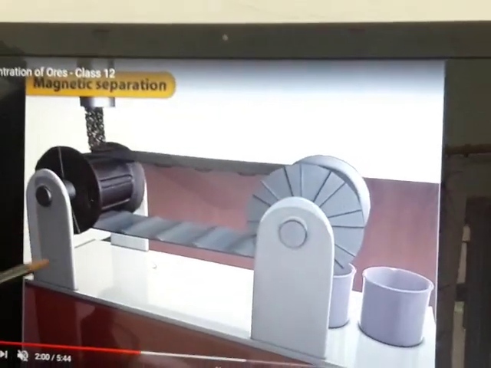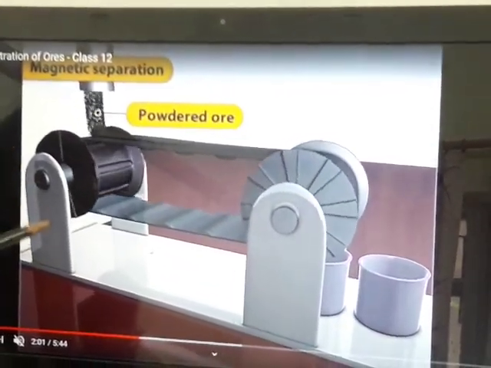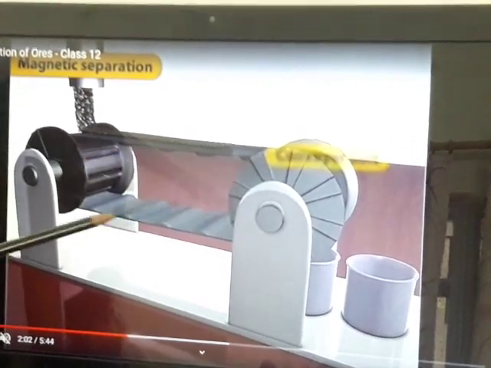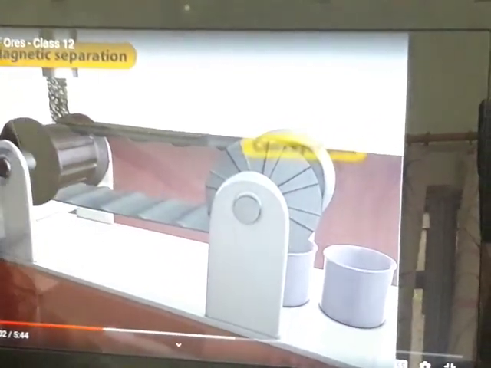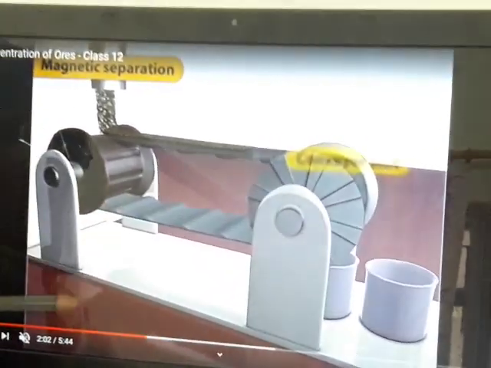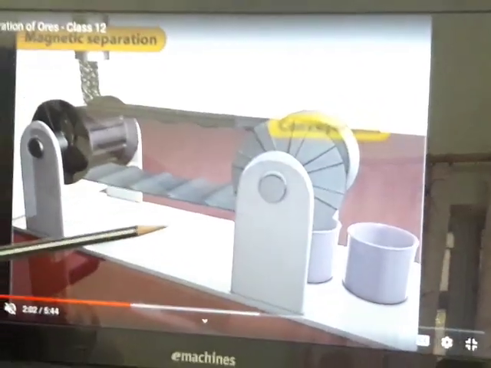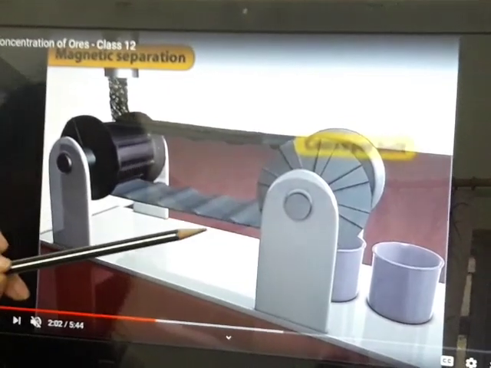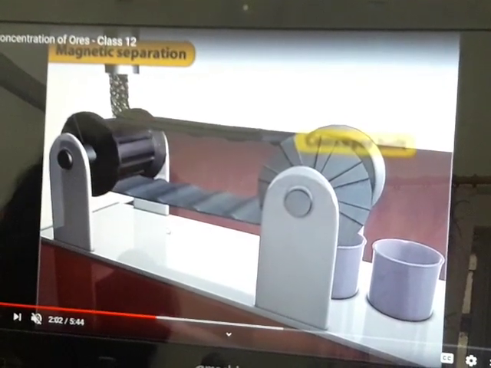Next is magnetic separation. Magnetic separation is based on the difference in the magnetic properties of the ore and the gangue. What is gangue here? The gangue is the unwanted material which is present in our soil sample, that is the ore. And how is it done, children?